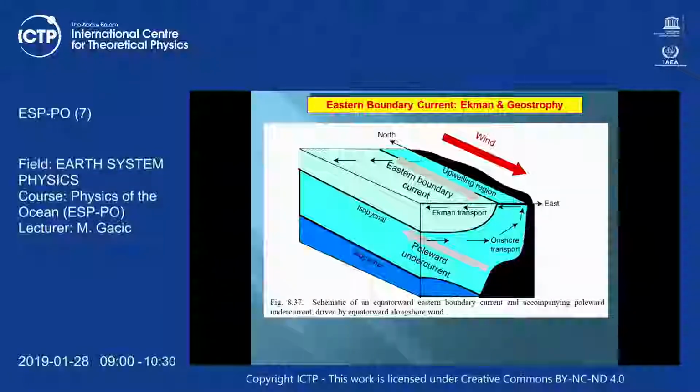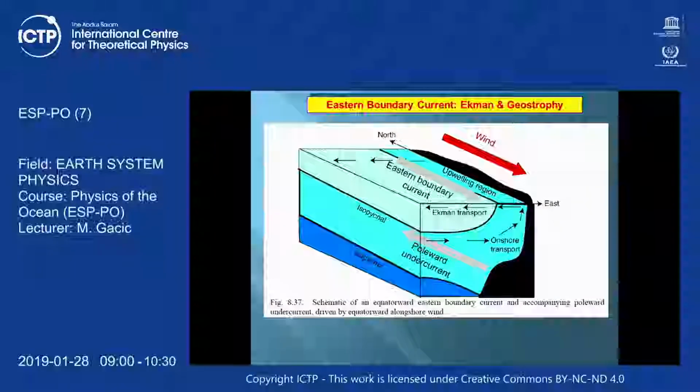An eastern boundary current in the northern hemisphere is something which appears if the wind blows parallel to the coast. There is the Ekman transport from the coast to the open sea. Here we have the Ekman layer. Then we have the interior, and due to this kind of wind-induced transport, due to the boundary conditions at the coast, that there is no flow across the coast.